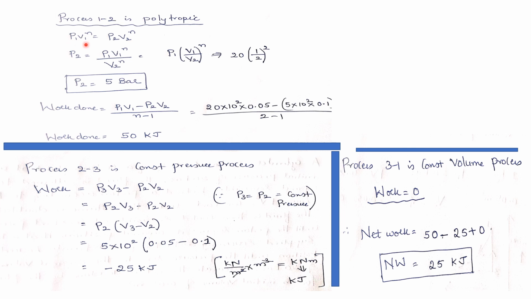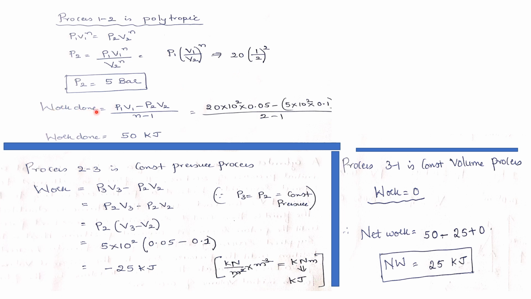So the equation is P1 V1 to the power n equals P2 V2 to the power n. Let me calculate P2 first. P2 equals P1 V1 to the power n divided by V2 to the power n. So P1 I have taken outside, V1 by V2 to the power n. So 20, and V1 by V2, if we simplify it, is 1 divided by 2 to the power 2. So if I simplify this, P2 will be equal to 5 bar. We have already calculated the V2 value.